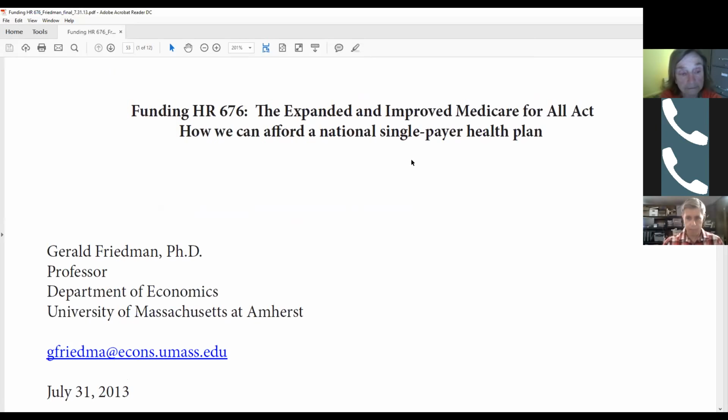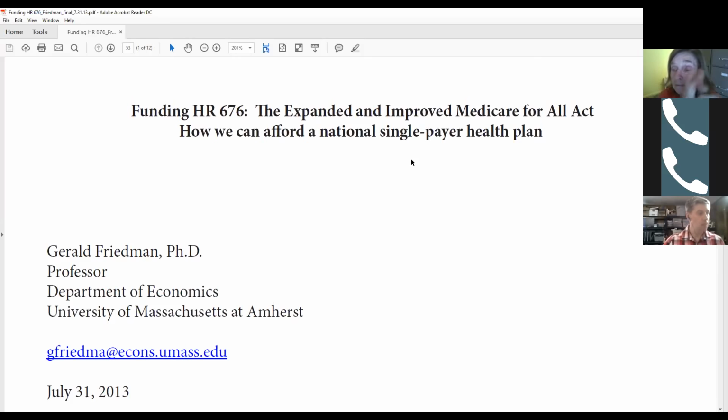Gerald Friedman to try to figure out how a Medicare for All plan could be funded. If you guys are familiar with House Resolution 676, I can't remember who's leading the charge on that now. I know it was Keith Ellison. I believe it's still Ellison. Okay. It had been John Conyers. Oh, John Conyers, yes. Conyers for years.